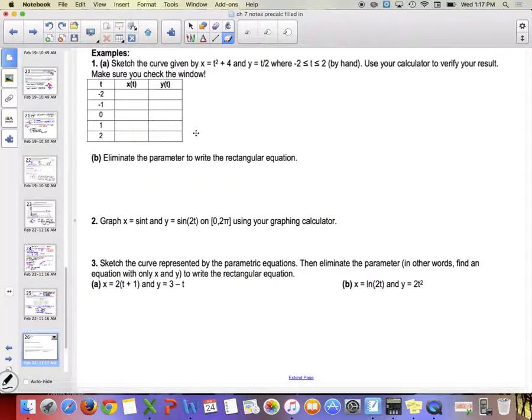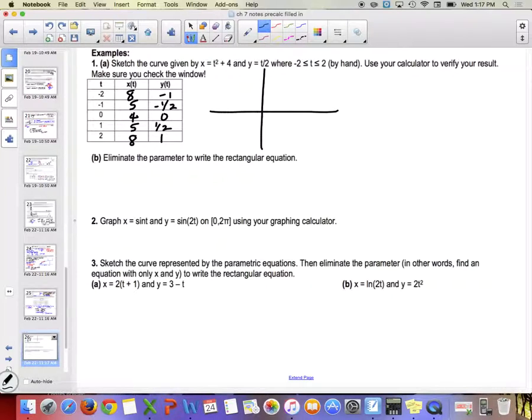So number 1a, it says sketch the curve given by x is equal to t squared plus 4 and y equals t over 2, where t is between -2 and 2. So I already gave you this little table. We're just going to plug in these numbers. If I plug in -2 into the x equation, do you guys see how we get 8? Then we have 5, 4, 5, and 8. Do you guys get those? If I plug in -2 into the y equation, I get -1, -1/2, 0, 1/2, and 1.